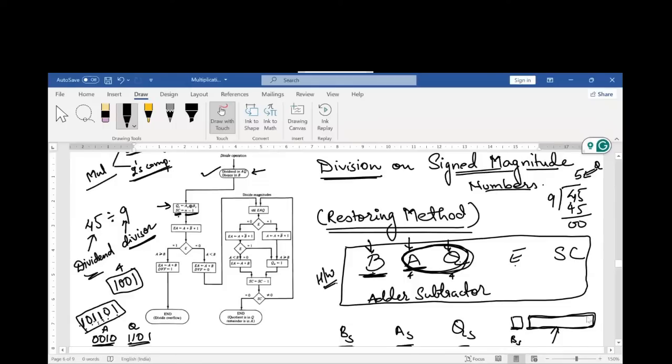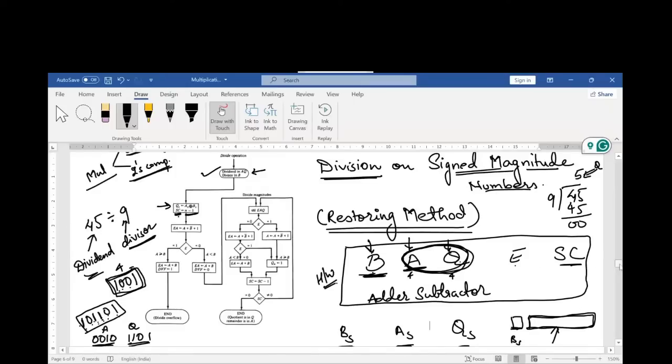we take the number of bits. How many bits do we have in our divisor? All three registers would have the same number of bits. So here we have 1 2 3 4, so 4 bits, and we will initialize the sequence counter with 4. That much understood? Okay, now the next step is that we need to check for overflow.